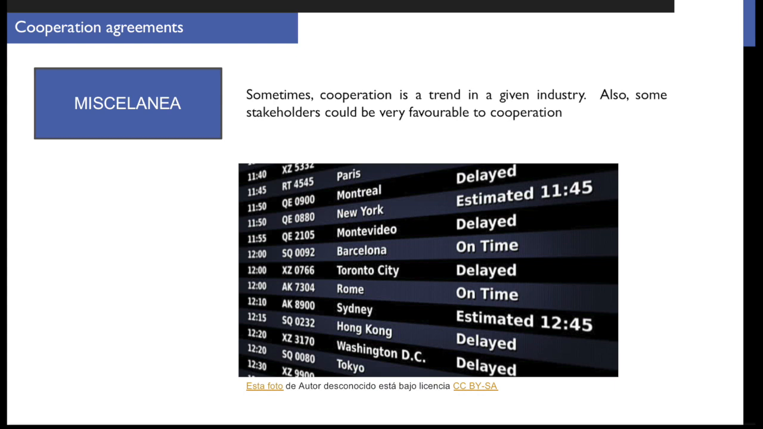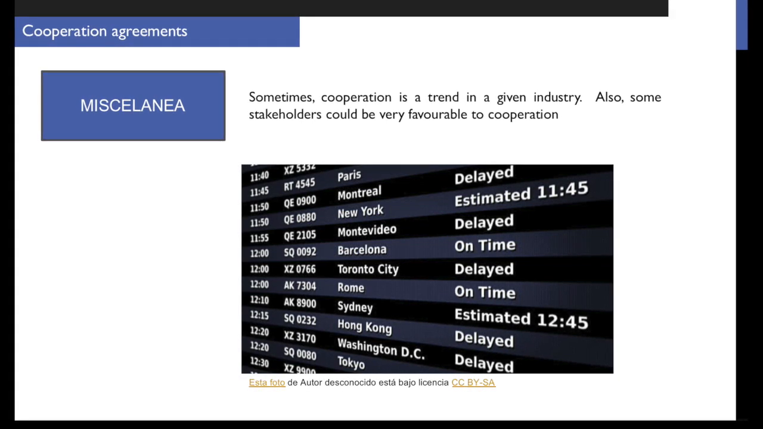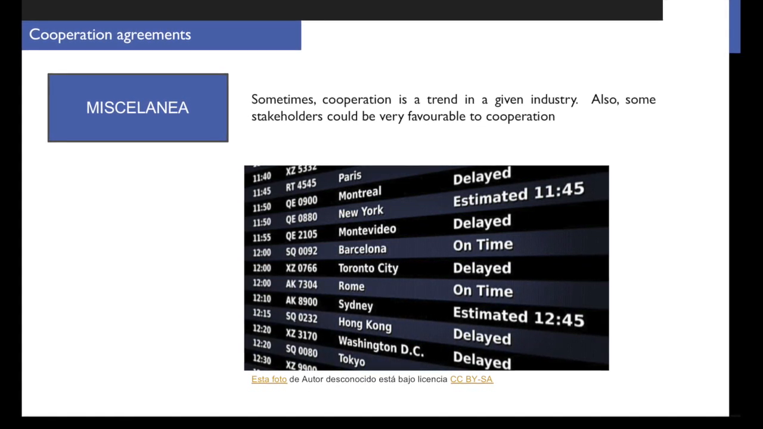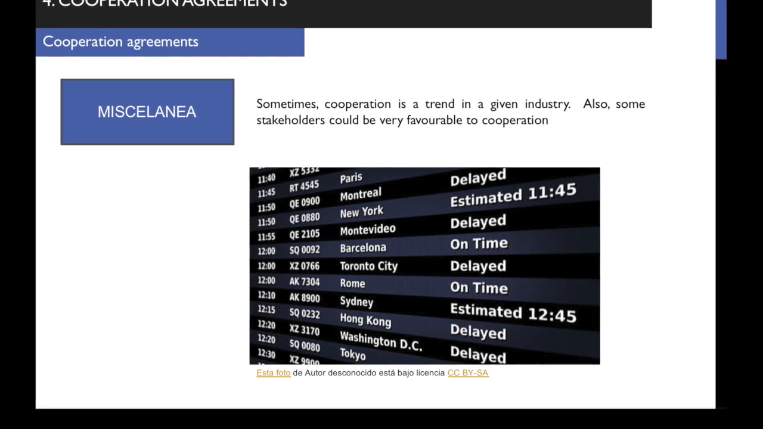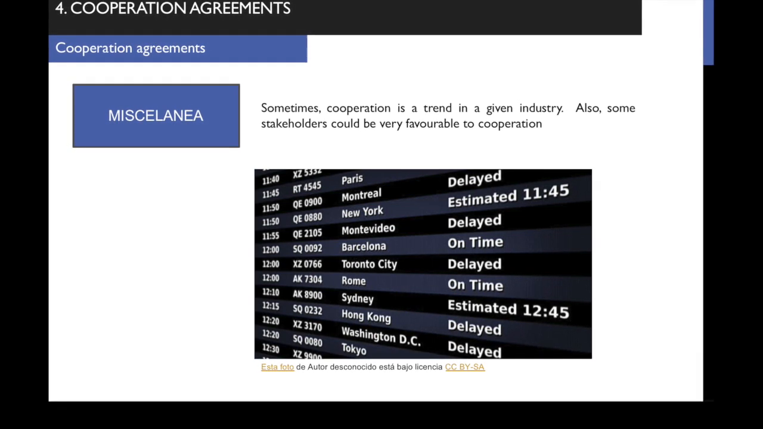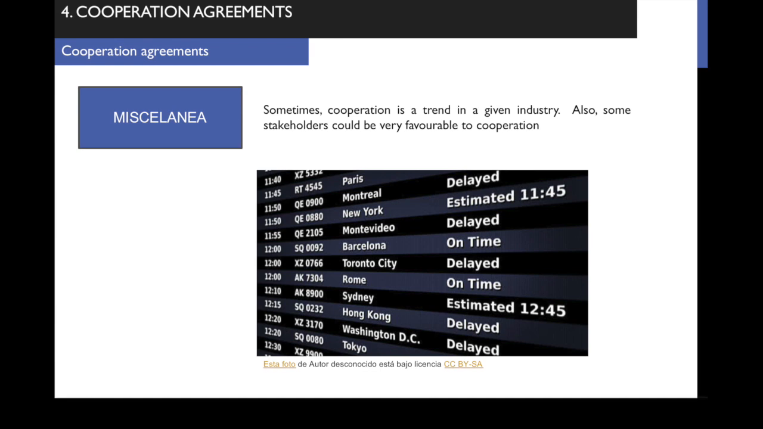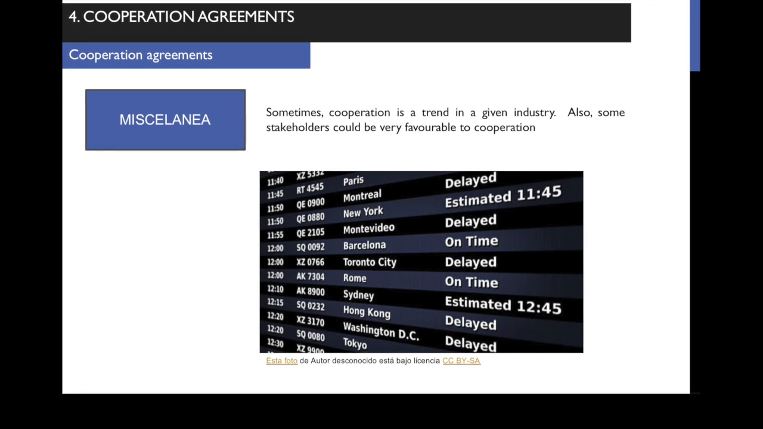Finally, we have got the miscellanea reasons. The miscellanea reasons, sometimes cooperation, I said, is a trend in a given industry. In which industry is cooperation a trend? Well, in the airline industry. When you take a flight, do you remember when they say, okay, welcome to all our passengers belonging to One World Alliance or SkyTeam or whatever, okay? Well, these are cooperation agreements, these inter-organizational networks of different airlines in order to cooperate, in order to reduce the costs of operating flights, okay? Well, this is the end of point 1. Hope you understood it. And well, let's move to point 2. See you then.